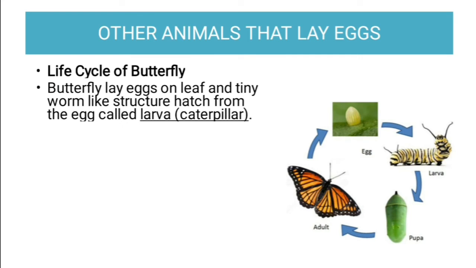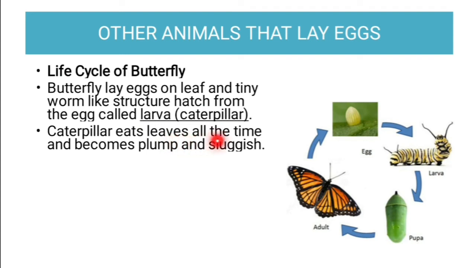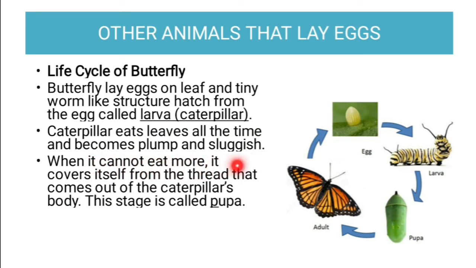Life cycle of butterfly. Let us see the butterfly's life cycle. Butterfly lays eggs on a leaf like that shown over here, and a tiny worm-like structure hatches from the egg called larva, which I showed you earlier also. Caterpillar eats leaves all the time and becomes plump and sluggish. When it cannot eat more, it covers itself with the thread that comes out of the caterpillar's body. This stage is called a pupa. So this is a pupa.